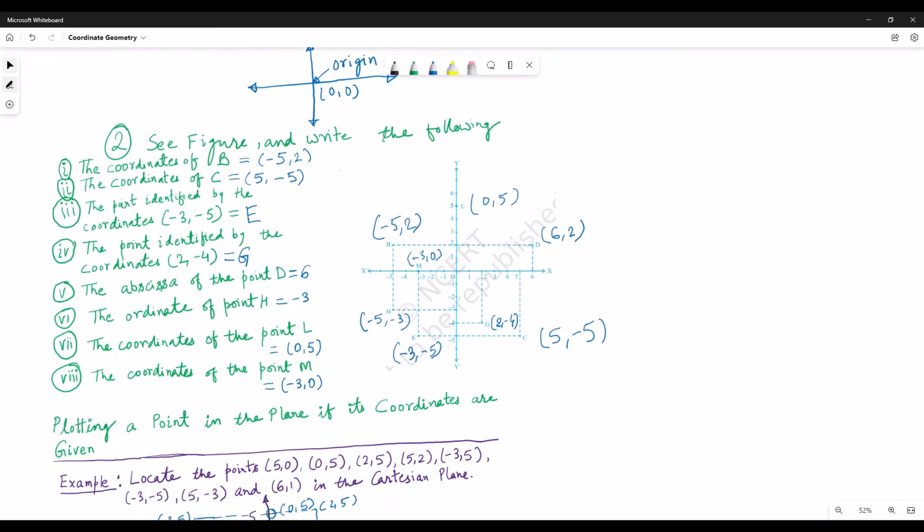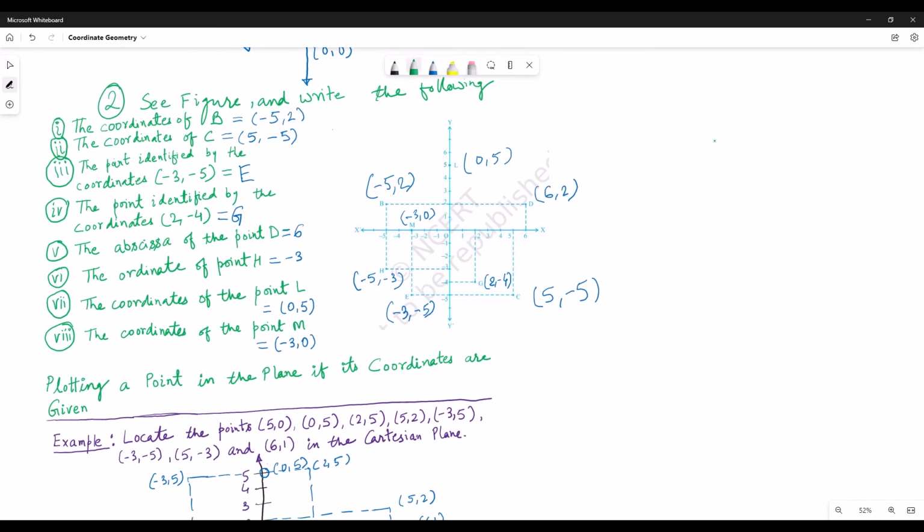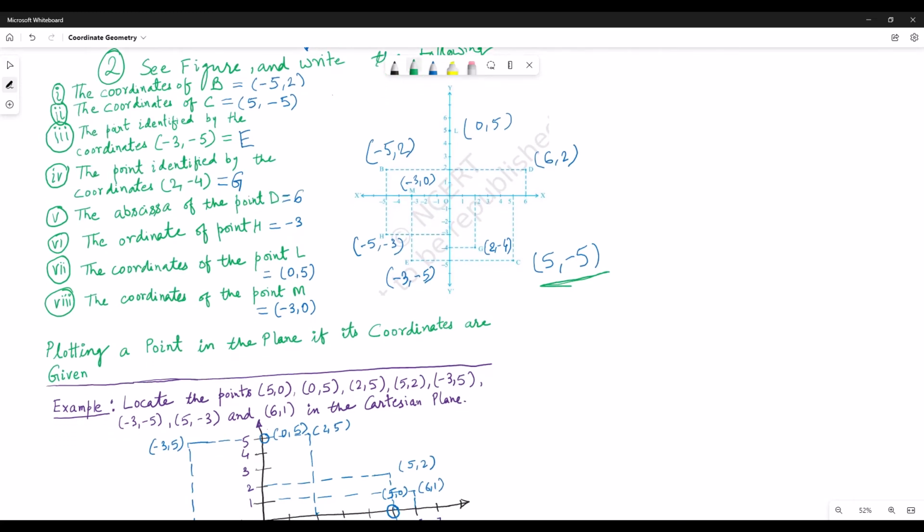The coordinates of C are 5, -5, because in the positive x direction it is 5, and in the negative y direction it is 5, so -5. The point identified by the coordinates -3, -5. So -3, -5 will be in quadrant 3, the third quadrant. Both are negative, so it will be in the third quadrant. So -3, -5 is this point E.